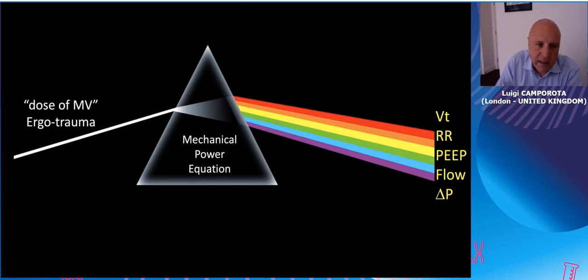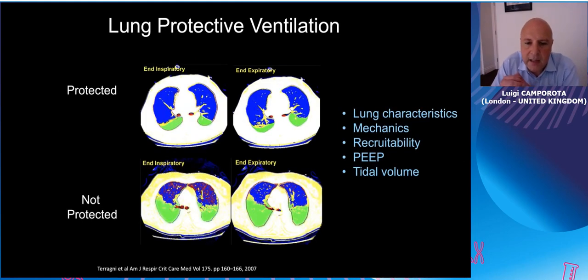So the question is, how can we personalize this total dose of mechanical ventilation, but also look at the single individual components of it? The idea comes from this paper in 2007, where essentially all the patients were delivered a tidal volume of 6 mils per kilo of ideal body weight and a plateau pressure less than 28. And yet, some patients had achieved lung protection.